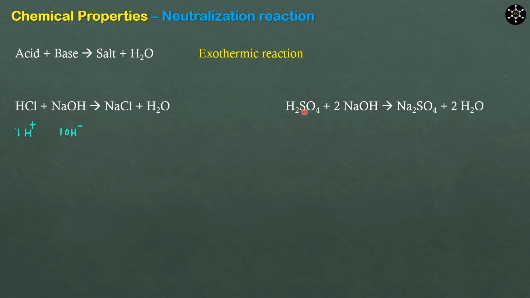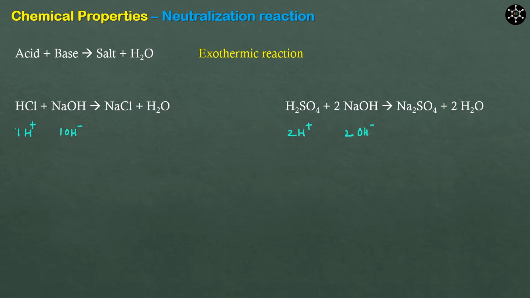If we consider the sulfuric acid sodium hydroxide reaction, we know that sulfuric acid is a dibasic acid. So, 1 mole of sulfuric acid will give 2 moles of H+. Sodium hydroxide is a monoacidic base, so it will give 1 mole of OH-. But since we are considering 2 moles of sodium hydroxide, together it will give 2 moles of OH-.